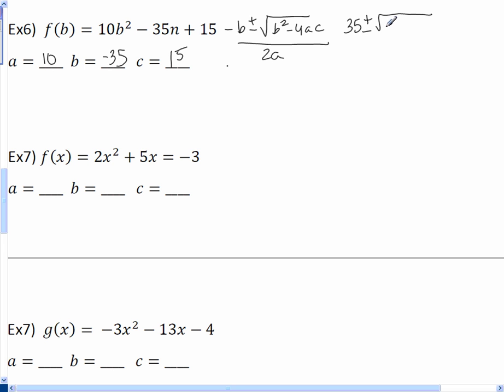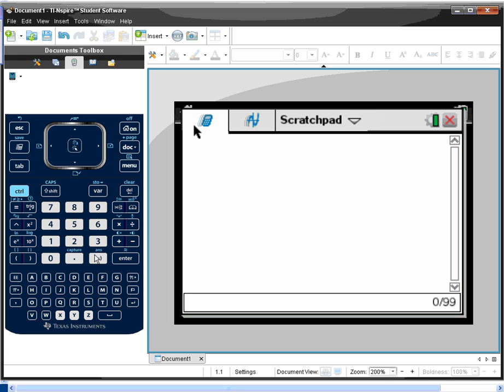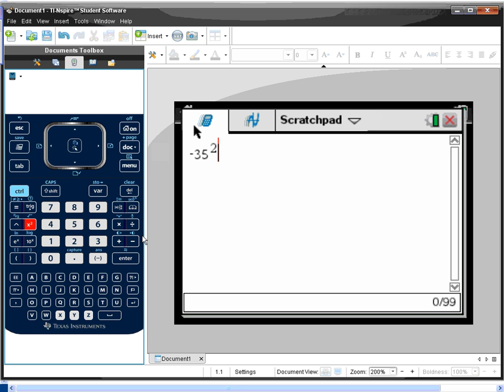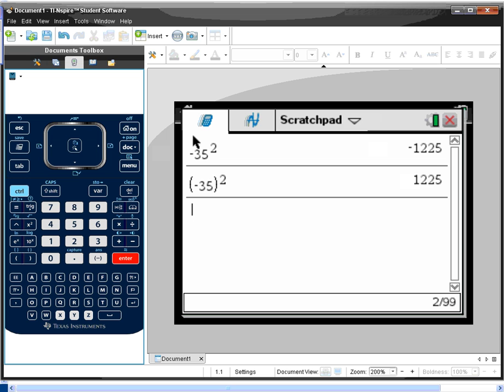Be careful here, and I do want to talk about this real quick. Do not type it in like this. Earlier in the year, I talked about this. If you type that on your calculator, you're going to get it wrong. If I type in negative 35 squared, I should get 1225, but I get negative 1225. If I type it in with parentheses, I get positive 1225. That's because of order of operations: it squares 35 first and then multiplies by negative 1 last. Make sure the negative is in parentheses if you're squaring it.